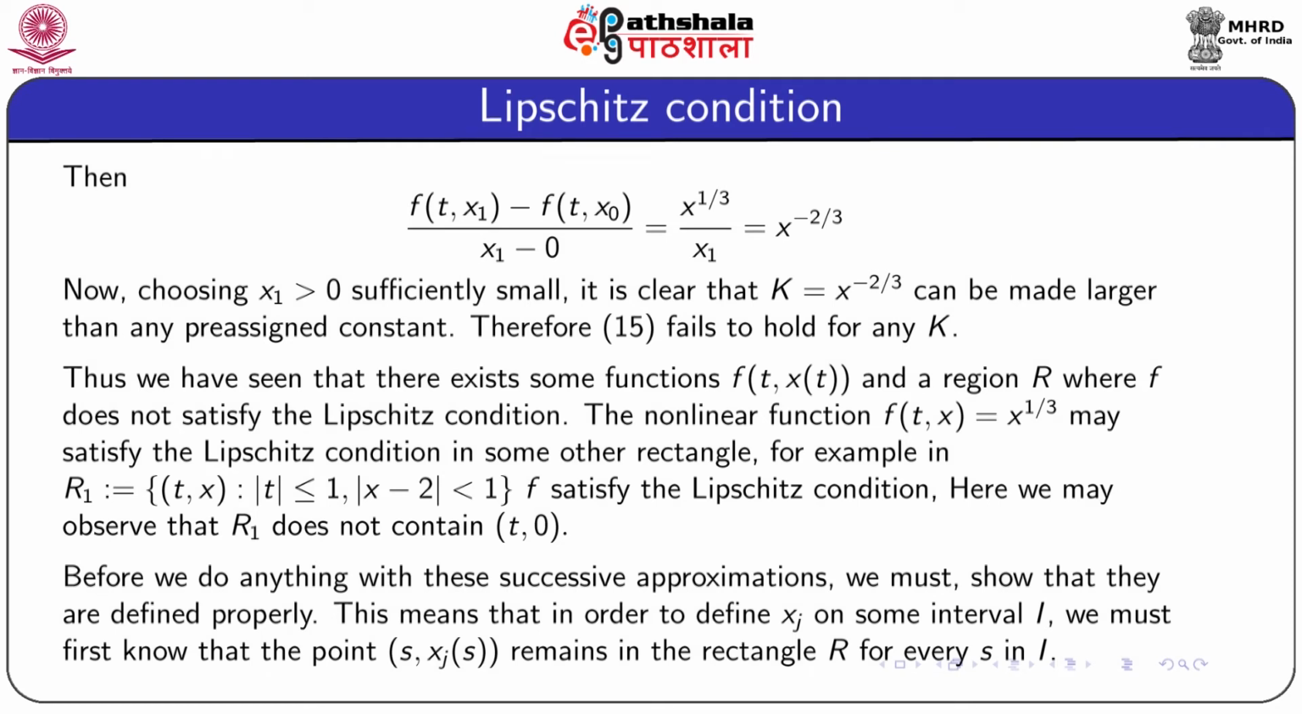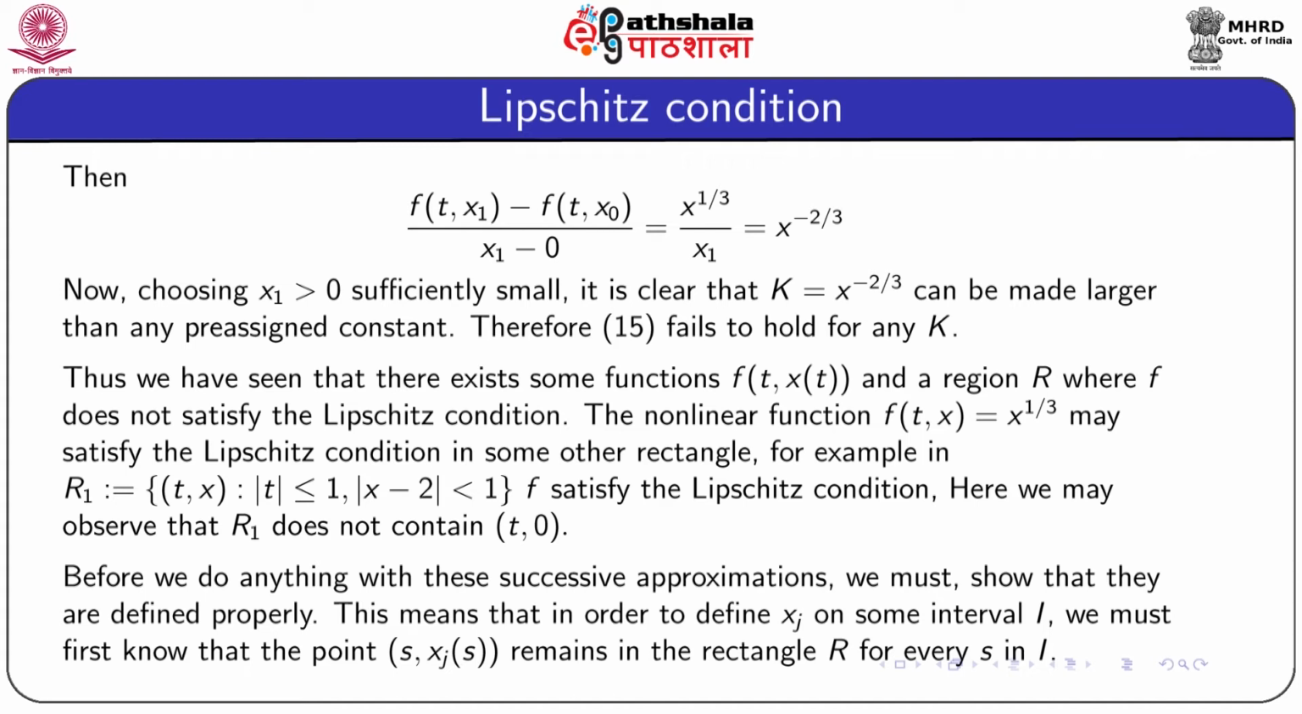Then (f(t, x1) − f(t, 0))/(x1 − 0) is equal to x1^(1/3)/x1, which is equal to x1^(−2/3). Now, choosing x1 positive sufficiently small, it is clear that K equal to x1^(−2/3) can be made larger than any pre-assigned constant. Therefore, 15 fails to hold for any K.